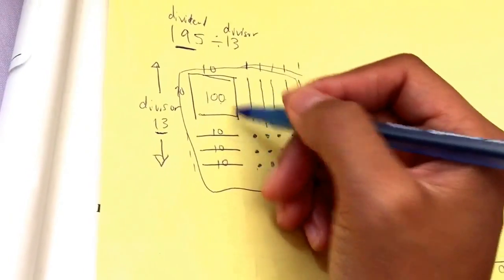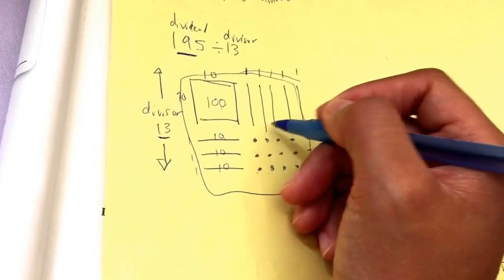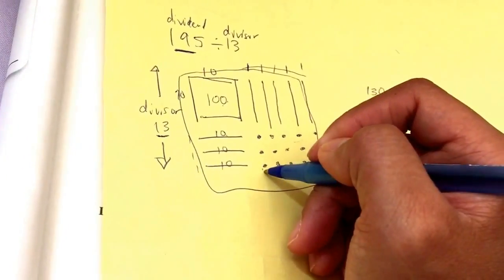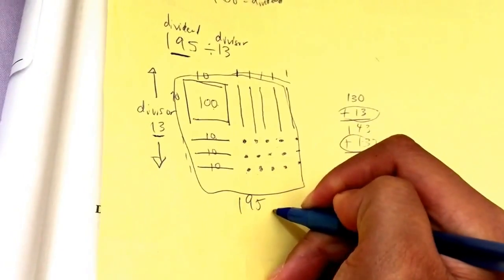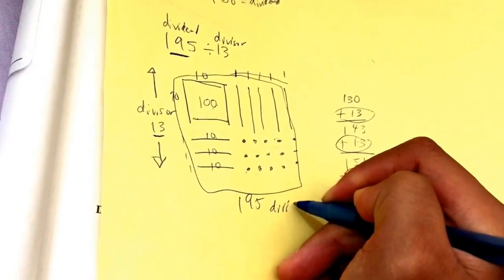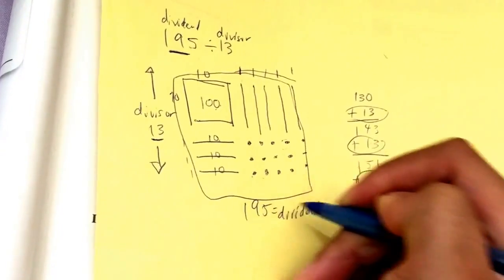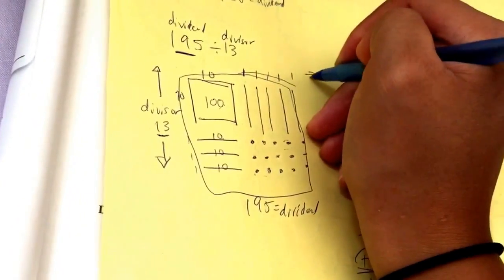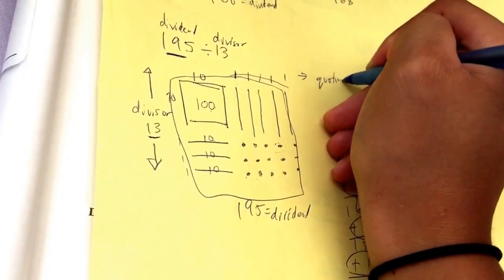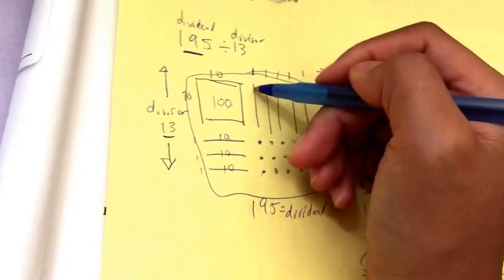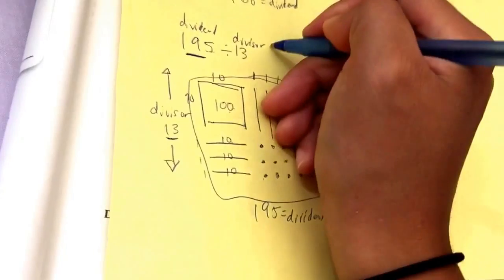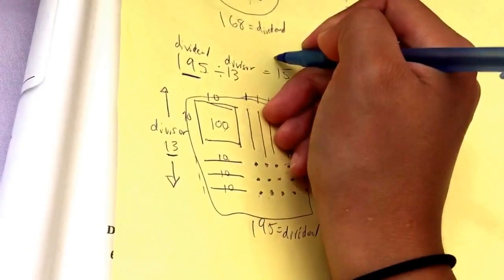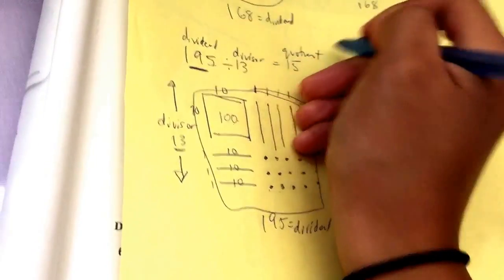this, which is 100, 10, 20, 30, 40, 50, 60, 70, 80, 95. 195 is our dividend. It's our total. And then our quotient is right up here. And that is 10, 11, 12, 13, 14, 15. So our quotient is 15.